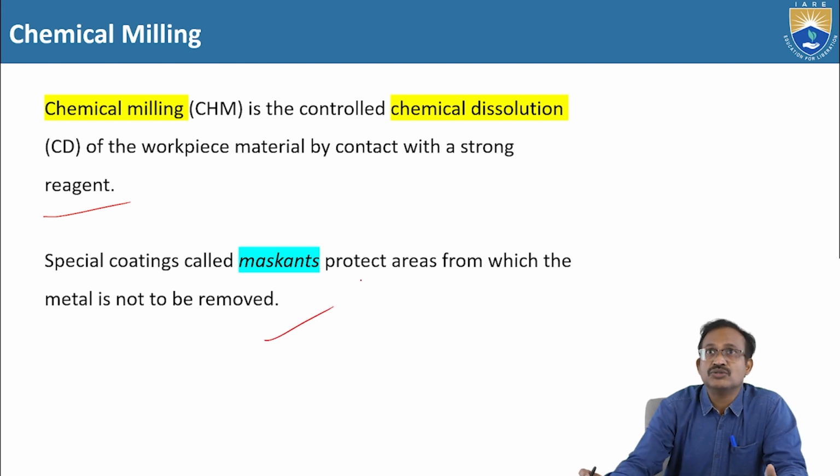So usually we need not remove the entire surface. With chemical milling we can apply the chemical, but in some areas the material should be removed, and in some other areas it should not. So where we apply coatings, those are the maskants.